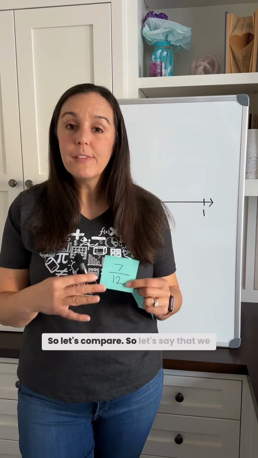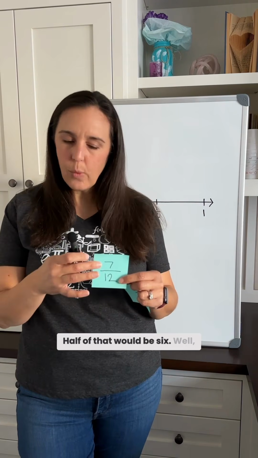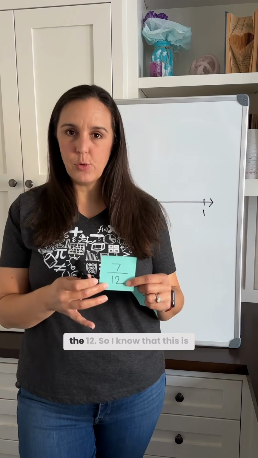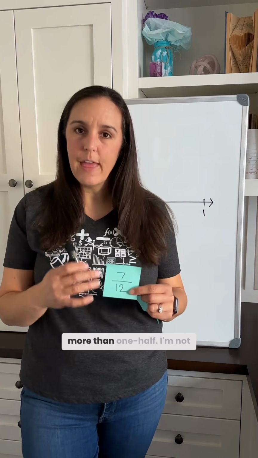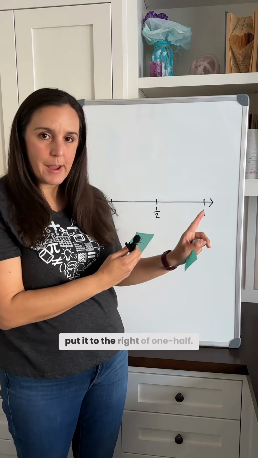So let's say that we have a group of 12 items. Half of that would be 6. Well, in this fraction, we have 7 out of the 12. So I know that this is more than 1/2. I'm not sure how much more, but I can confidently put it to the right of 1/2.